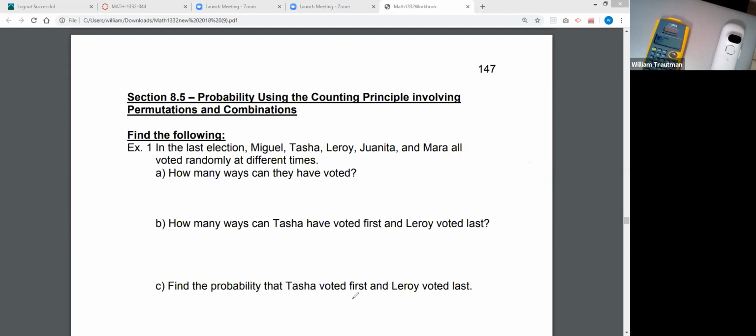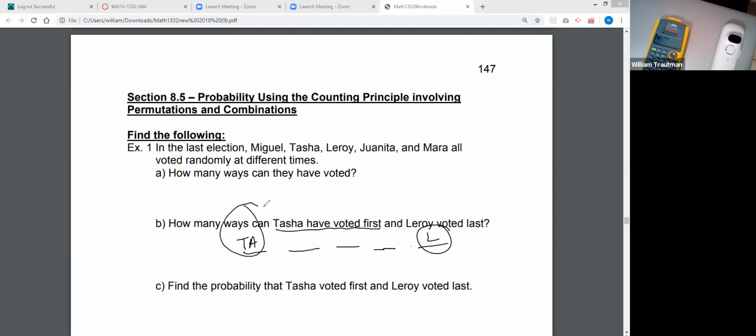Find the probability that Tasha voted first. Okay, this is actually a good one. So here's five people who voted. Tasha is voting first, it says. And Leroy, 1, 2, 3, 4, 5, and Leroy is voting last. These two are firm. They're there.